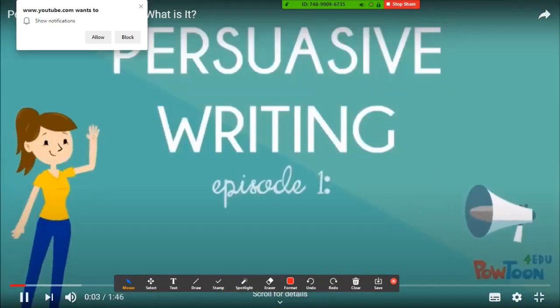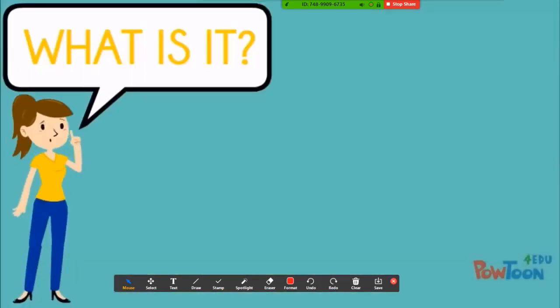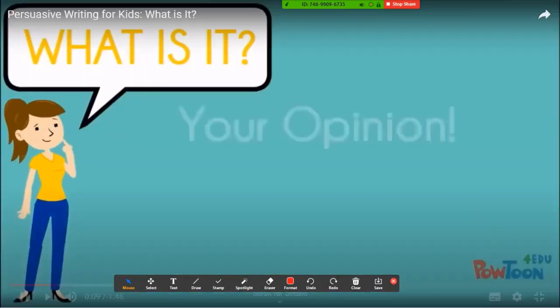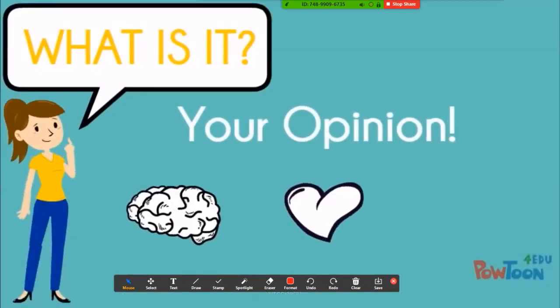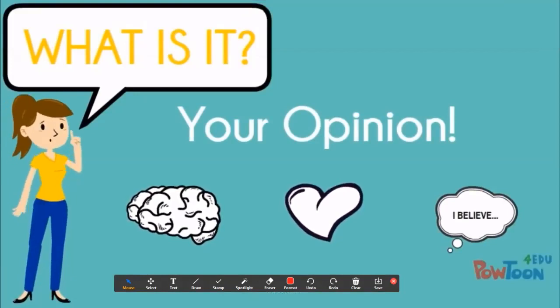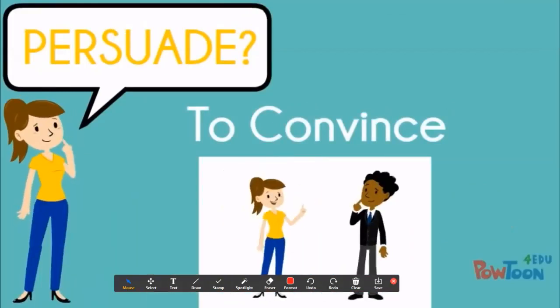Persuasive Writing. Episode 1. What is it? Persuasive writing is a type of opinion writing. Your opinion is what you think, feel, or believe about something. To persuade means to convince. When we persuade someone, we want to convince them of something.